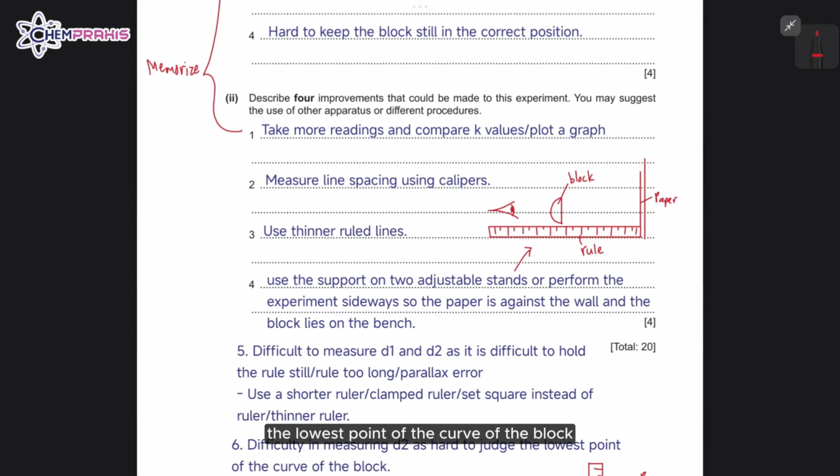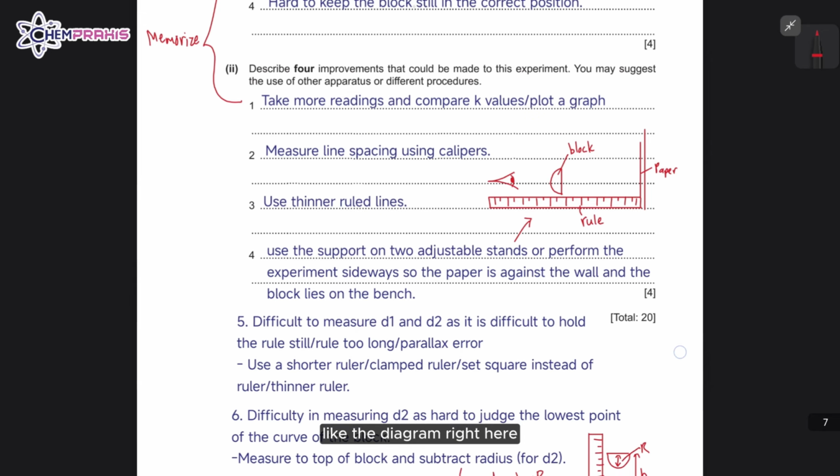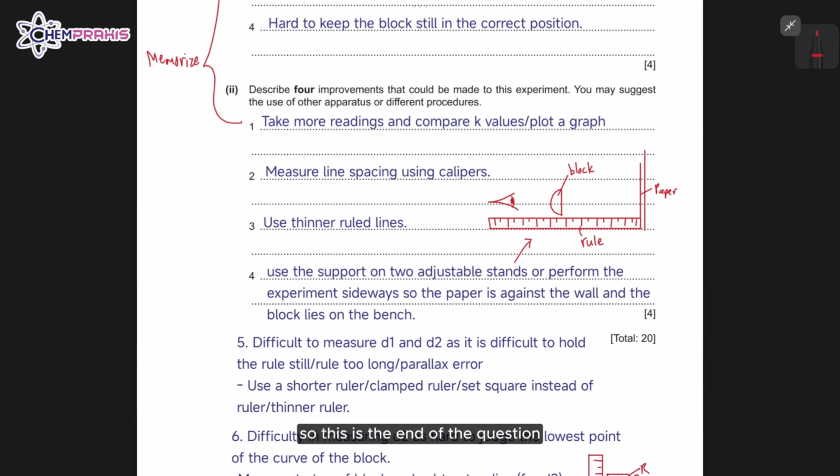For the sixth uncertainty, we can write, difficult in measuring D2 as hard to judge the lowest point of the curve of the block. And for the improvement, we can write, measure to top of the block and subtract radius for D2, like the diagram right here. So this is the end of the question.